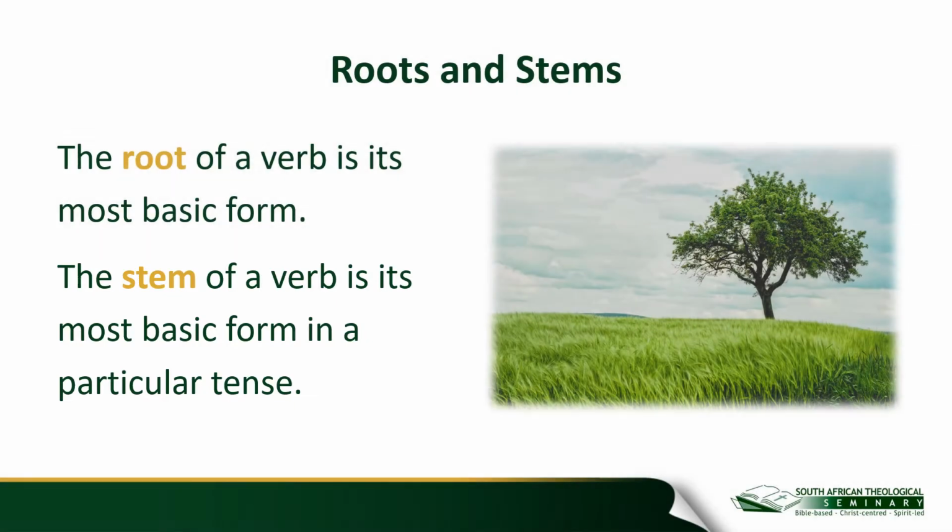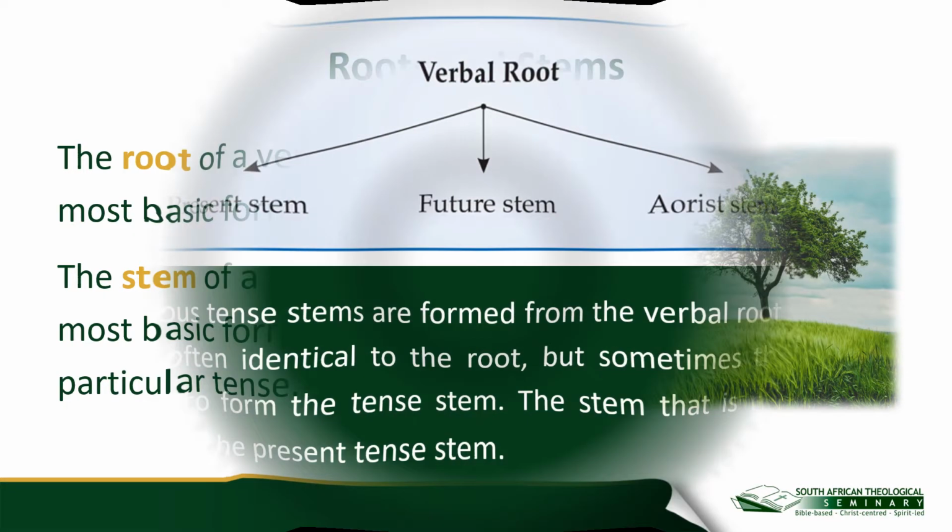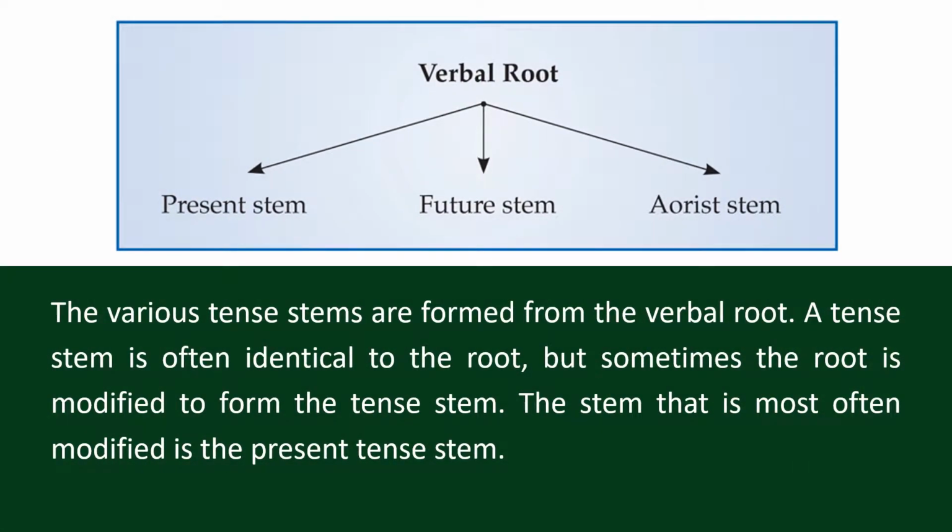Understanding the root and stem ideas is absolutely critical to mastering the Greek verbal system. Please make sure that you understand this distinction. The root, most basic form, the stem, most basic form in a particular tense. This diagram shows how it works. We have the verbal root as the most basic form, and from that root we derive the present tense stem, the future tense stem, the aorist tense stem, and so forth. The various tense stems are formed from the verbal root.